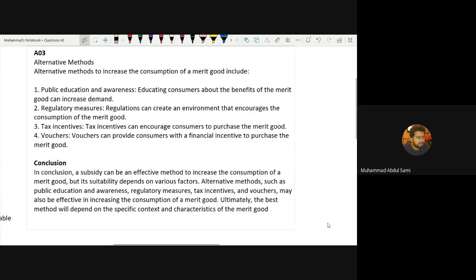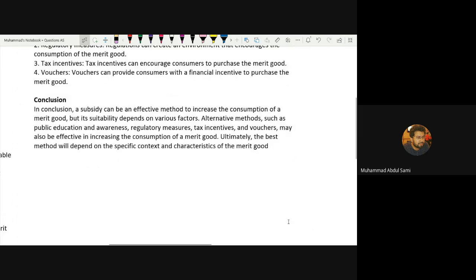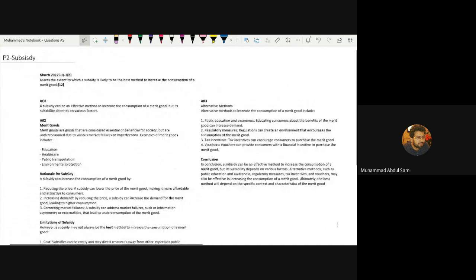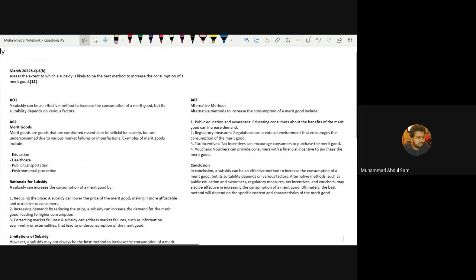So this is the possible construction of AO1, AO2, AO3. And now it is required that you solve it like the March 2025 question number 3, part A and part B both, write your name on the top of the sheet, make a PDF and forward it on the WhatsApp group.